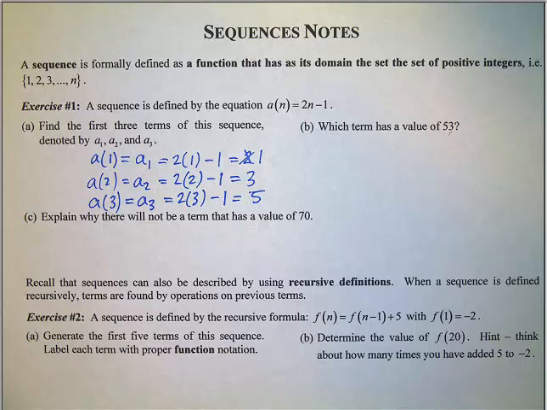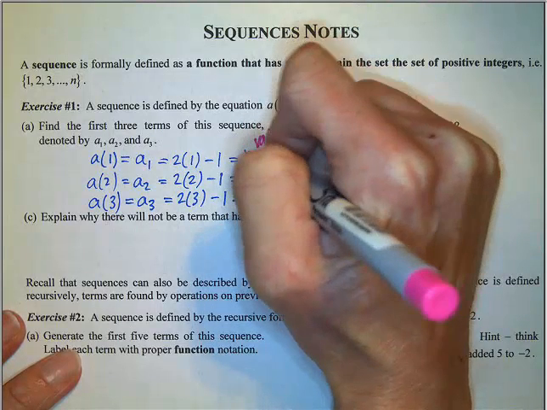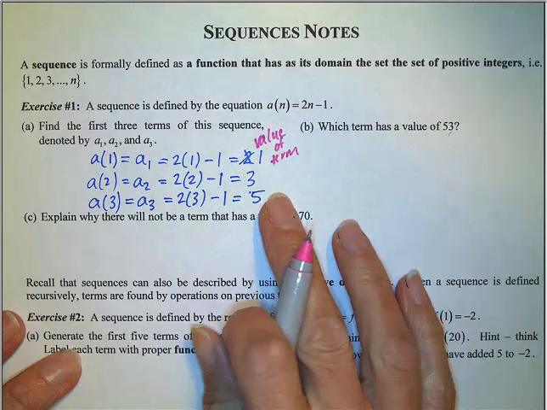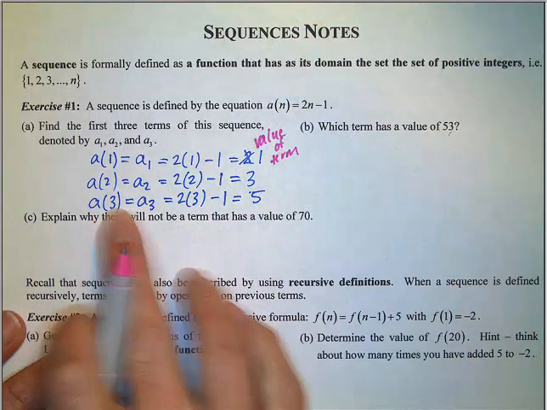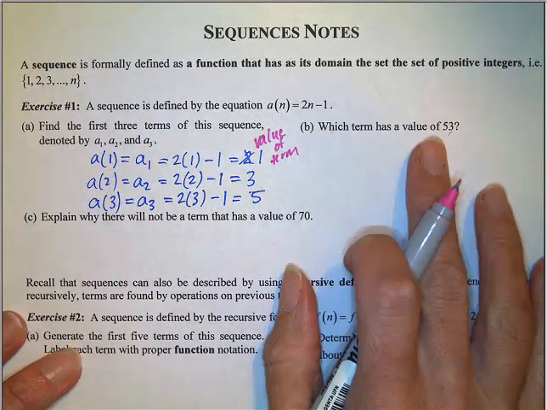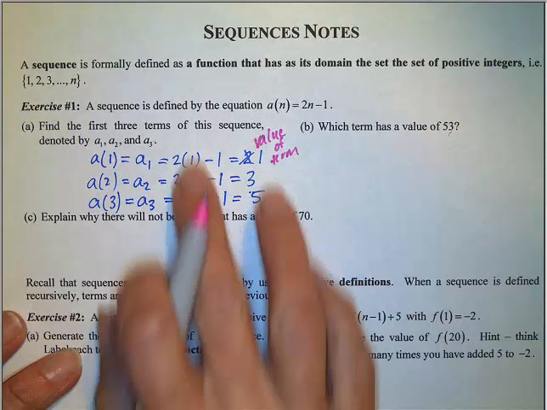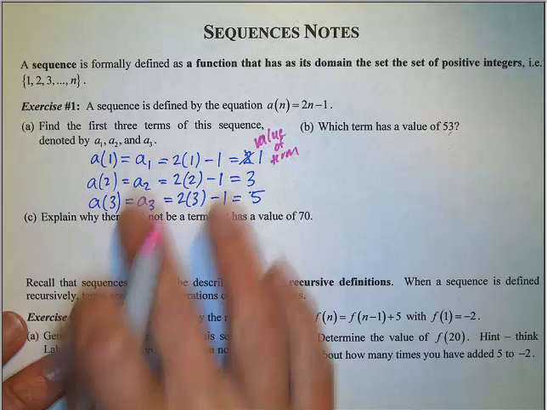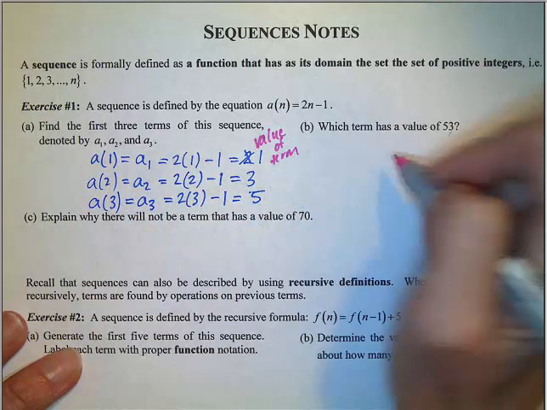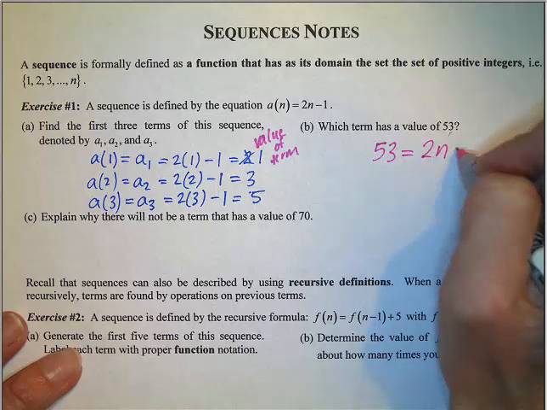Now in part B it asks us which term has a value of 53. Notice the value of the term is right here. That would be our answer. The term number is the subscript or the function notation in parentheses. So if I'm looking for which term has a value of 53, I'm looking for the function notation or the subscript. So 53 is my answer, and that equals 2n minus 1.